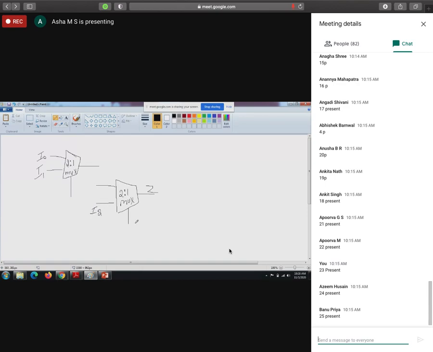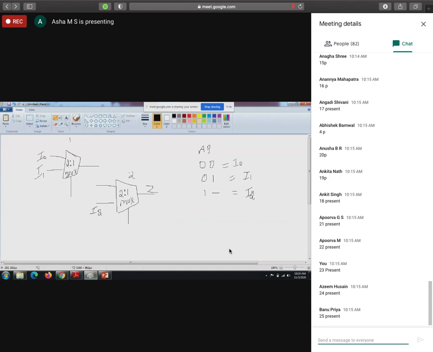Now we have control lines here. So where to take A, where to take B, we'll see it. So what is there in the question? If AB equal to 0 0, what should I select? I should select I naught. When it is 0 1, I need to select I1. When it is 1, don't care, I need to select I2. Correct, right? So this is multiplexer 1, this is multiplexer 2. Let me write this.